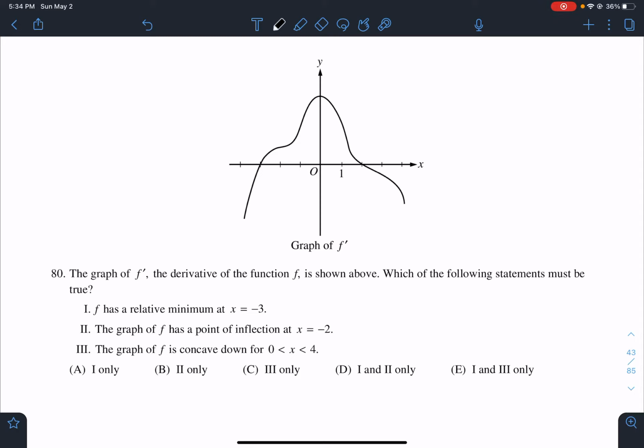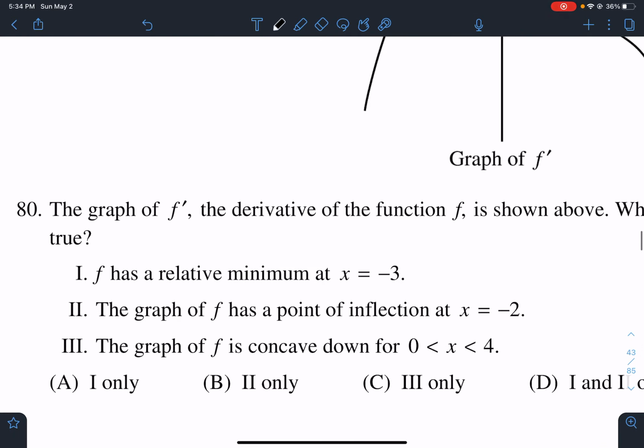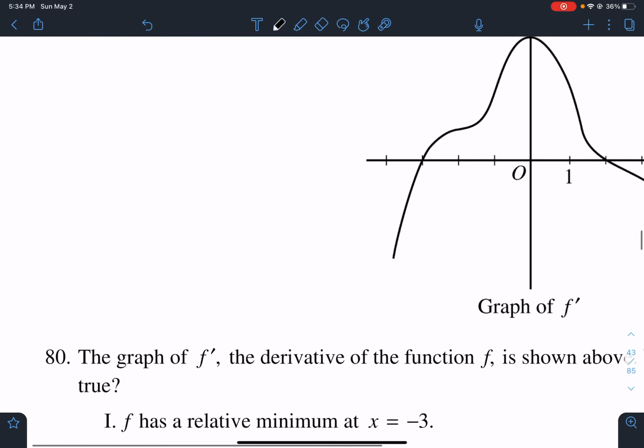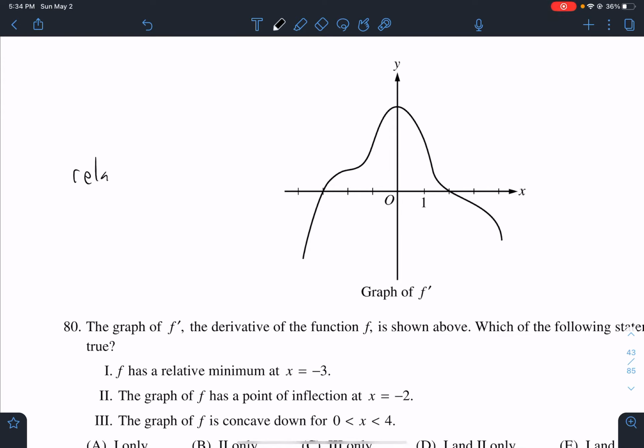And so we're going to analyze these 3 statements and see if they're true. So first of all, statement 1, f has a relative minimum at x equals negative 3. So what a relative minimum means, let's review that. It means that f prime of x equals 0 and f double prime of x is greater than 0. Because that means that it's something like this. And so this would be the relative min of the function, which implies that it's concave up, which is what the second statement means. So that's the definition of a relative minimum.